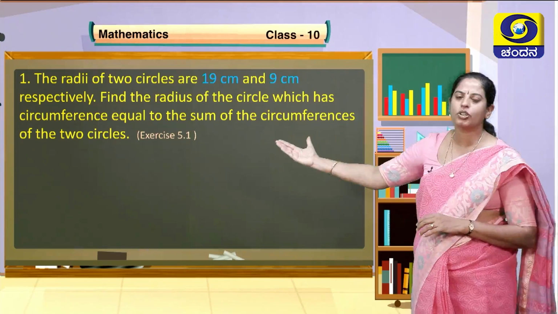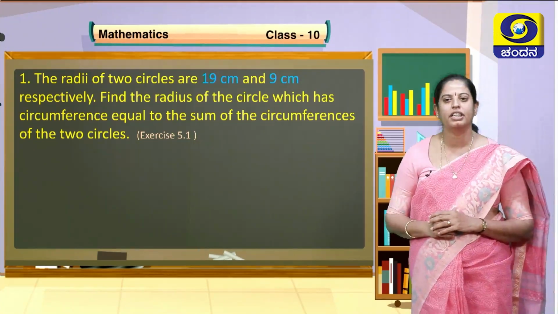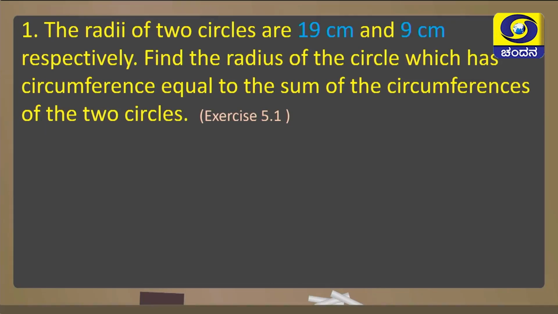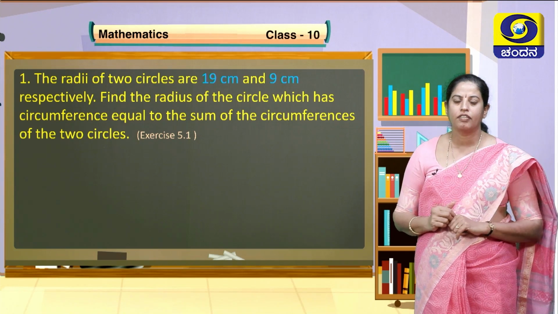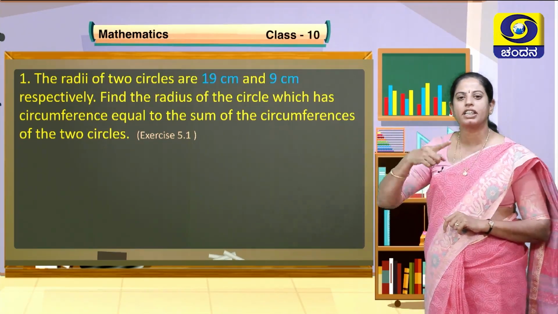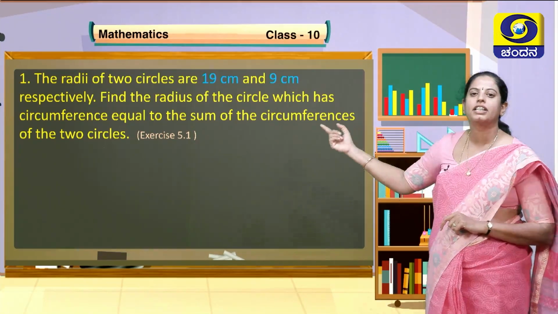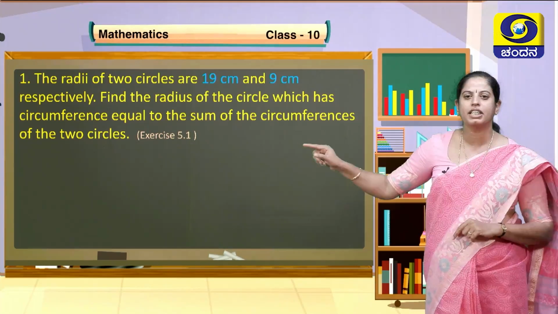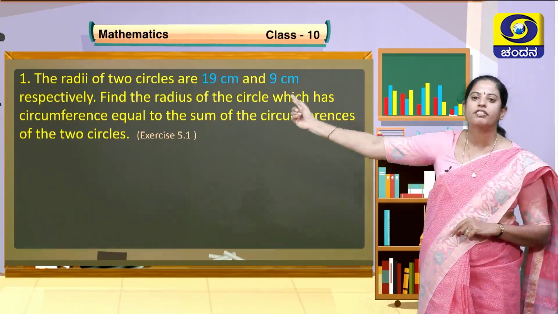Okay. So this is the question I have taken from your exercise 5.1, and this is the first question. Along with me, you all read the question. The radii of two circles are 19 centimeter and 9 centimeter respectively. Find the radius of the circle which has circumference equal to the sum of the circumferences of the two circles. Here we have two circles. The radius of these two circles are given. We have to find the radius of the third circle such that the circumference of the third circle will be equal to the sum of the circumferences of these two circles.